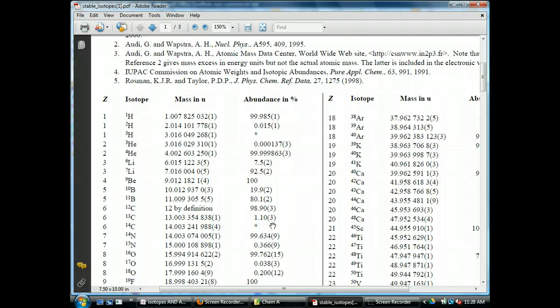Yes? If radioactive isotopes like carbon-14 are so small that you can't find a percentage for them, then how do they do carbon-8? You can find the mass. Here's the mass. They can't find a percentage.